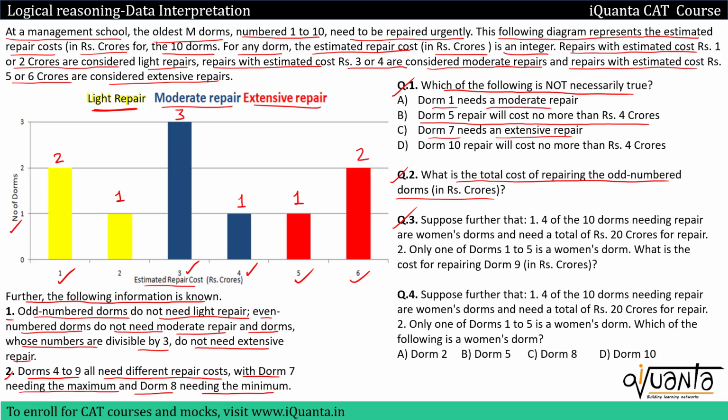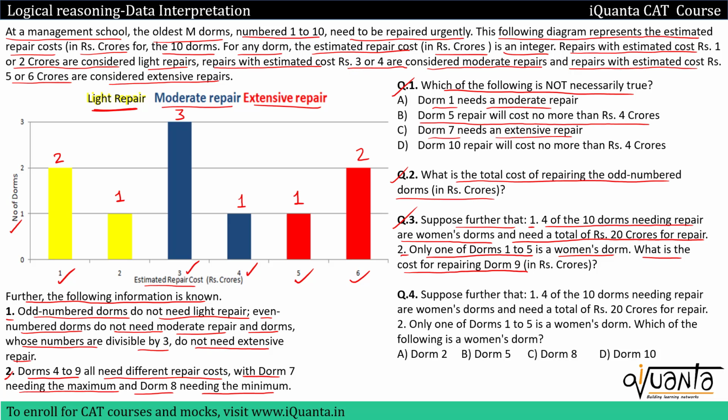Third question is, suppose further that, so this is condition 1, 4 of the 10 dorms needing repair are women's dorms and need a total of rupees 20 crores for repair. Second one is, only one dorm of 1 to 5 is a women's dorm. What is the cost for repairing dorm 9 in rupees crores? So this also needs the same, but here we have a new set of conditions. So let us go to the next slide.